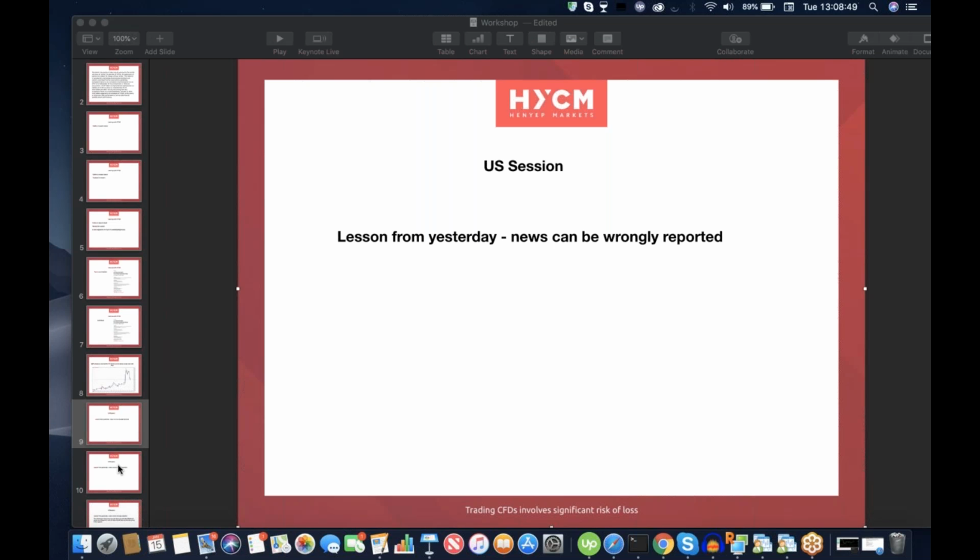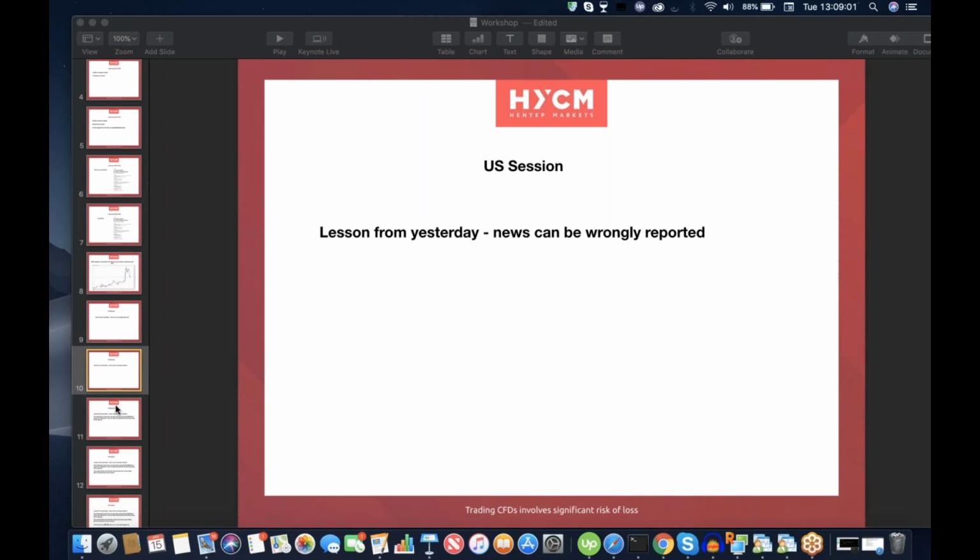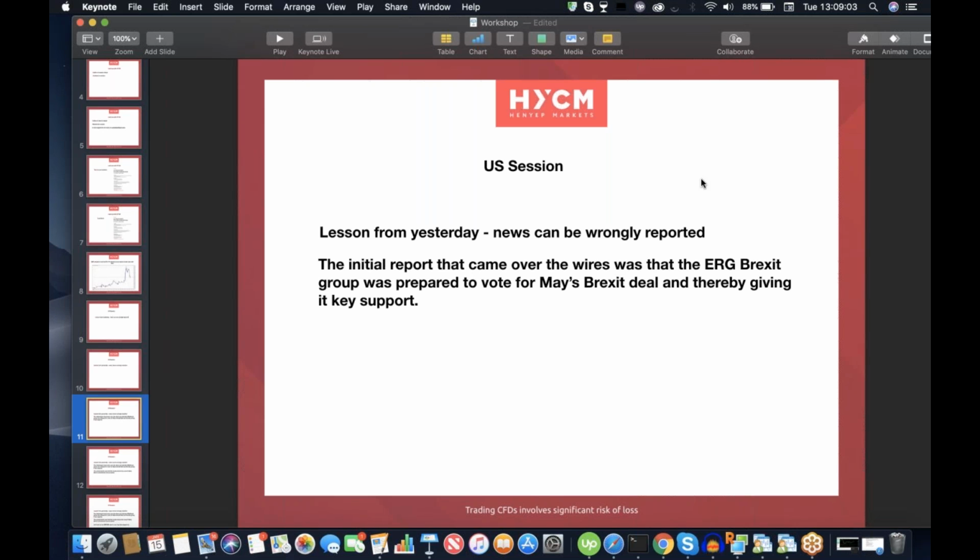This is what happened yesterday in the US session. It was the second half of the London session and the US session. I was at my desk and I was looking at this at the time. And what happened is the news was wrongly reported. There was an initial report that came over the wires. I think it was an ITV report, which is a British news organisation, a respected one. The BBC and ITV are 2 of the largest news organisations in the UK. And it was ITV.